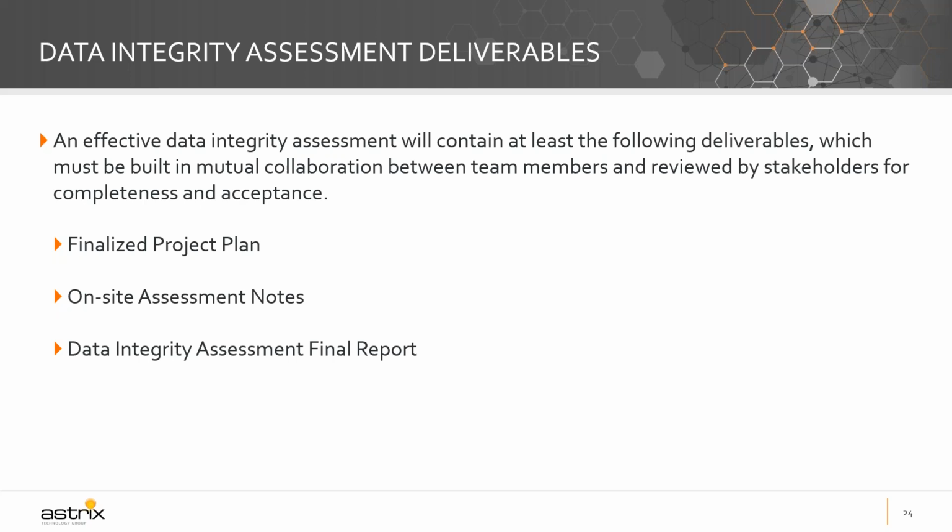So what is expected in terms of deliverables? At least, before the project starts, a finalized project plan, which will tell when people are going to be where, doing what. After that, you have the on-site assessment notes telling all the findings of that data integrity assessment, and also the data integrity assessment final report. Sometimes the assessment notes are inside the final report itself, where you will find the notes, gap analysis, sometimes the risk assessments, and even the deliverable plan at some point.